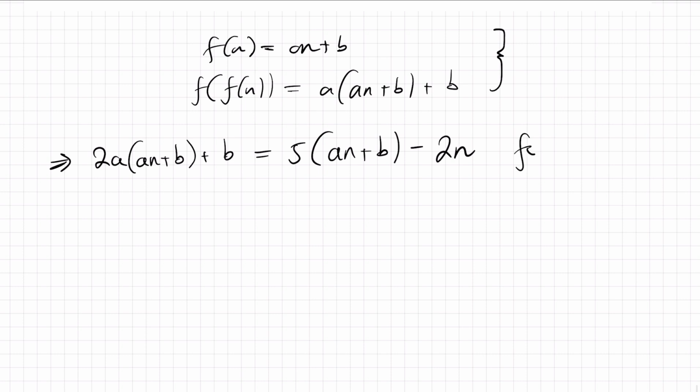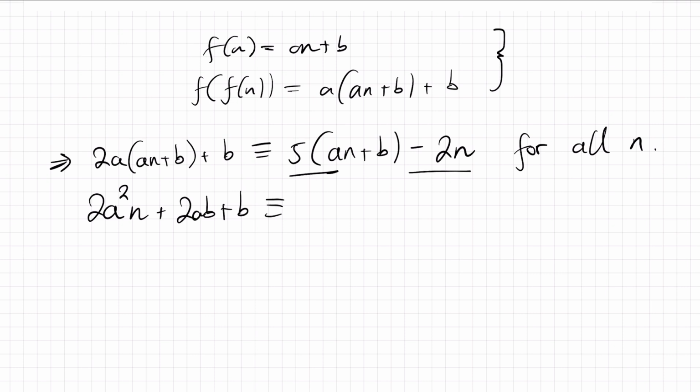Okay, now remember this is true for all n, so this is actually an equivalence. What we can do then is expand everything out to get 2a squared n plus 2ab plus b. That's equivalent to, and then I'm going to expand out this 5an and factorize it with this minus 2 to get 5a minus 2n plus 5b. And see, because this is an equivalence, we can now match coefficients.